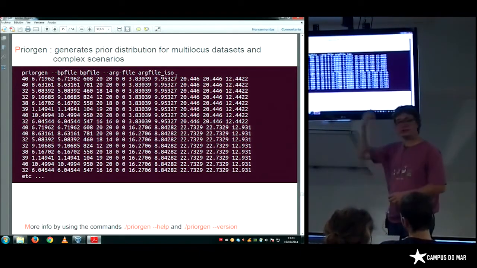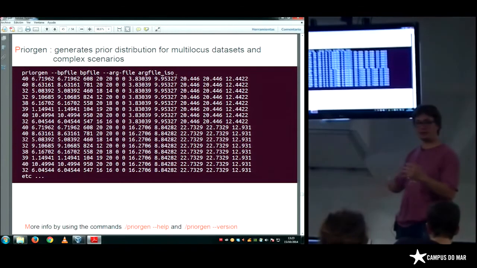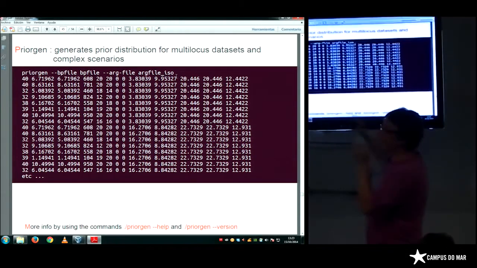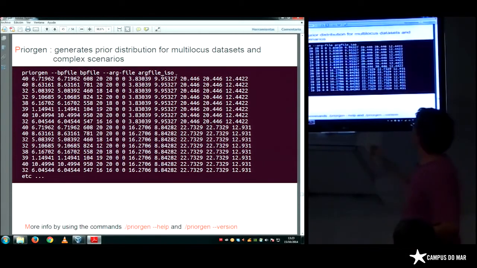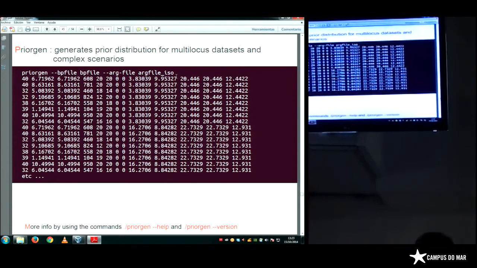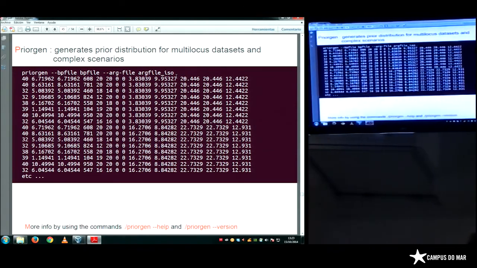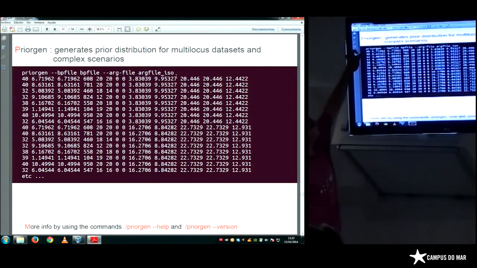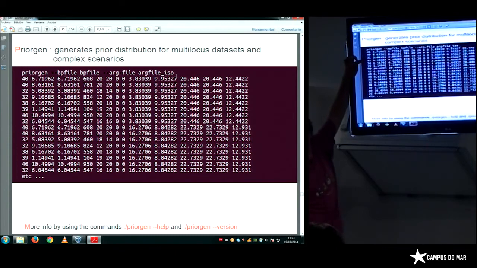And then we do it again and again and again, a high number of times. So here you can see the parameters that are shared between loci. You have the same value 8 times. And here you have the parameters that are not shared between loci. So here it is taken in BP file. It is the sample size of each locus. So remember that locus 1, the sample size was 40. Locus 2, the sample size was 40. Locus 3, the sample size was 32.